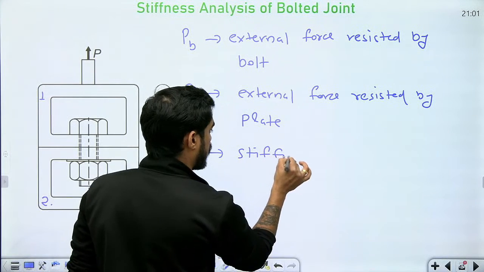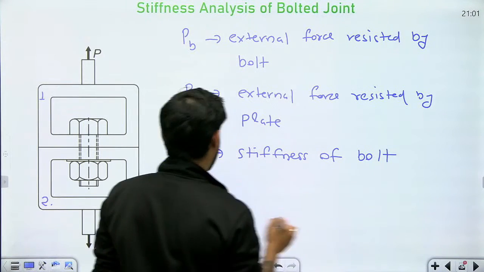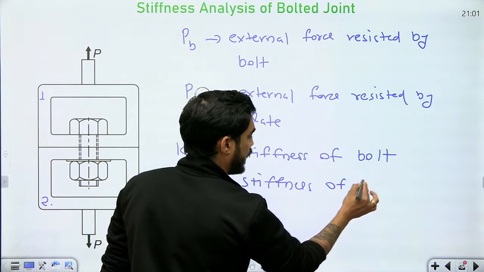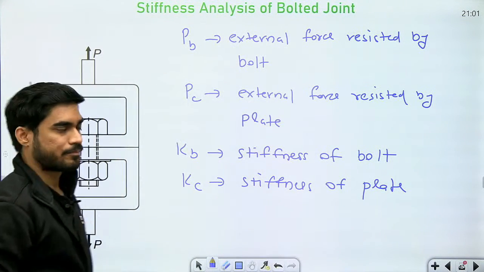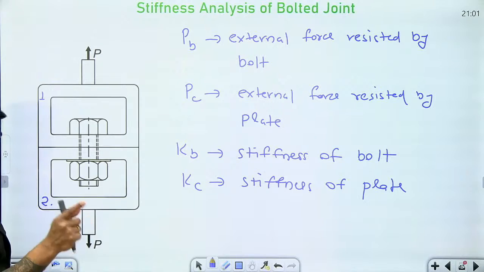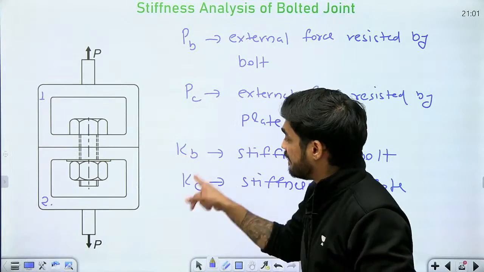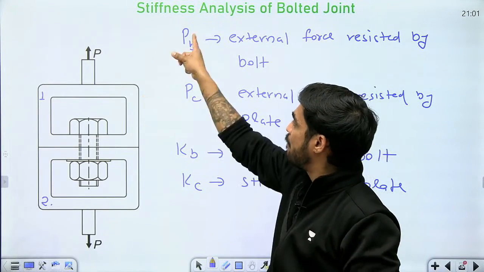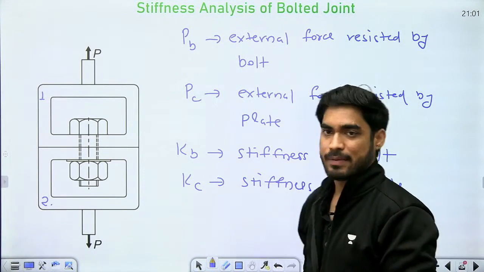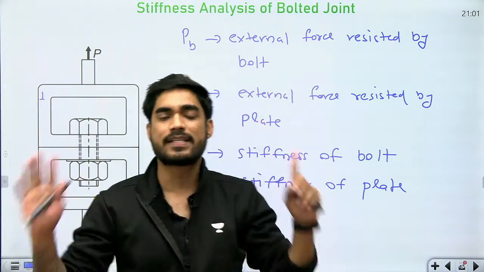KB is the stiffness of the bolt, and KC is the stiffness of the plate. The values of KB and KC will decide how much force will be resisted by the bolt and how much by the plate. Means the values of PB and PC will depend upon KB and KC. How they depend on KB and KC, that we have to see in the stiffness analysis. I hope this is understood.